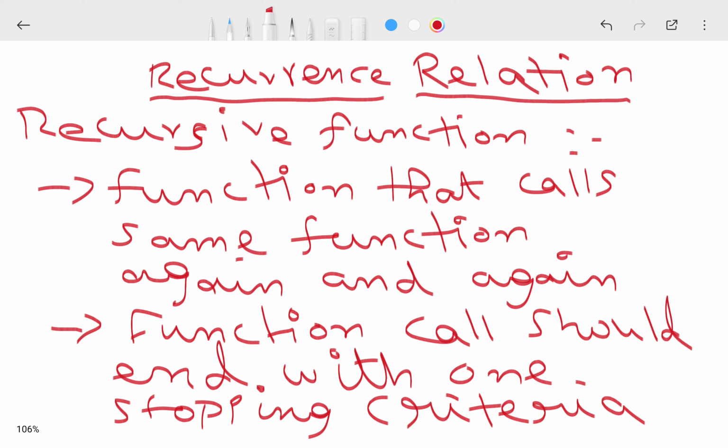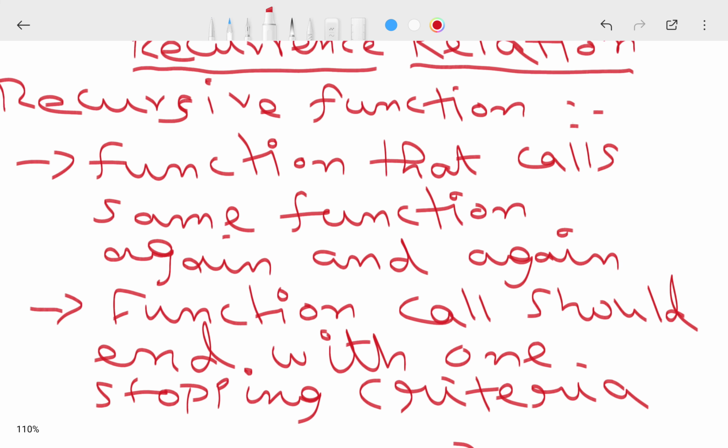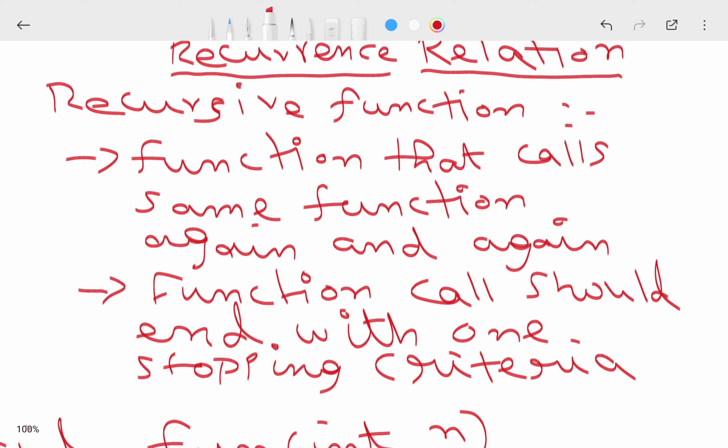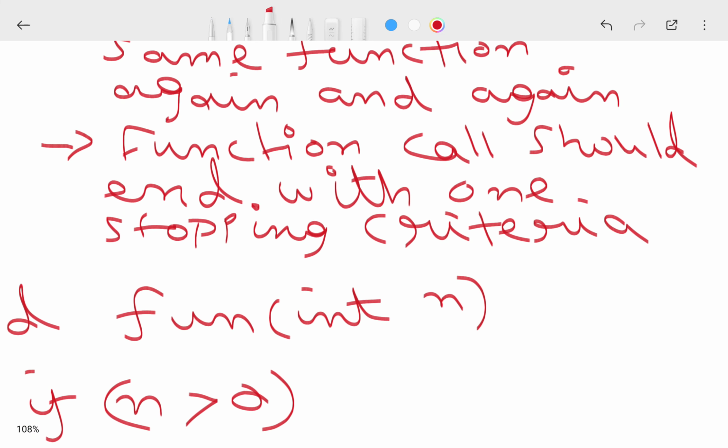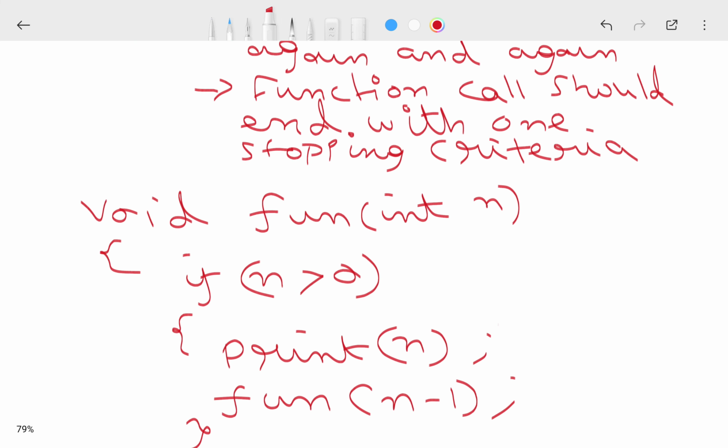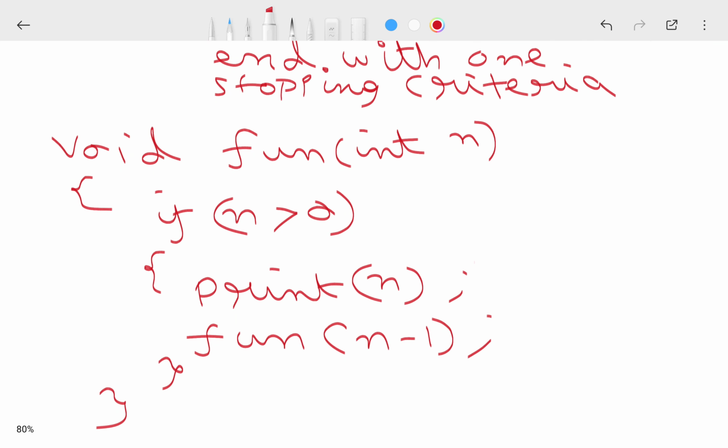The function is called by itself again and again, and those repeated function calls should end with one stopping criteria. So this is the recursive function. Recurrence relations are used to represent these recursive functions. We will see one simple example of a recursive function.